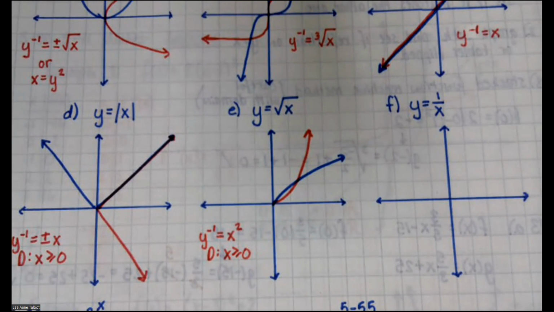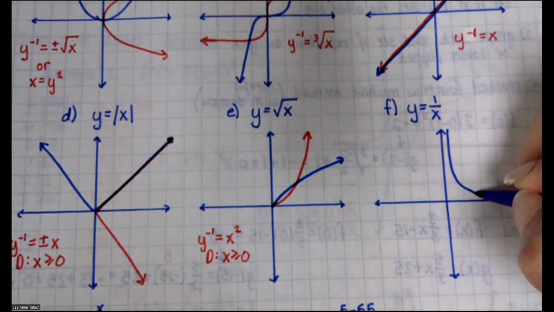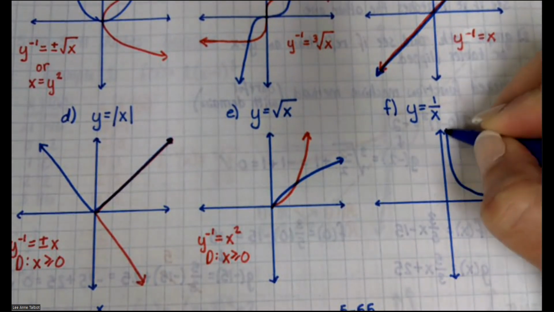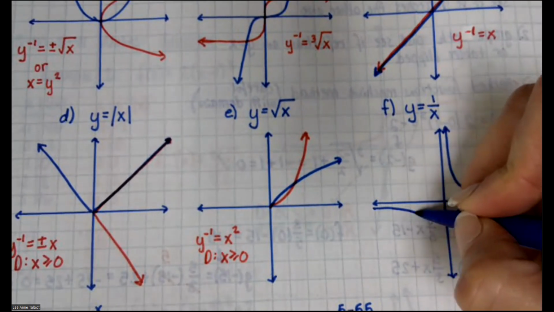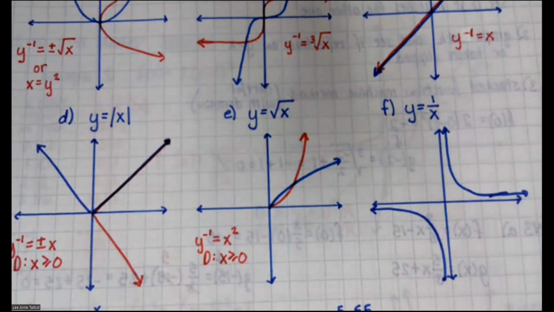Okay, last one, 1 over x. This is a fun one. That's your old hyperbola, which I've drawn really poorly here. That's fine. Last one for number 52.